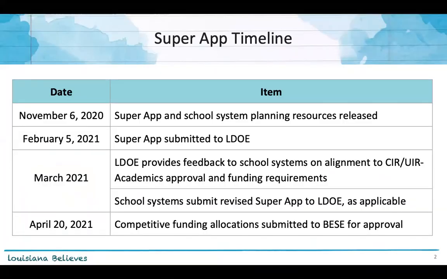The 2020-2021 Super App timeline starts in November with the release of the Super App and school system planning resources. School systems should complete and submit the Super App by February 5th. In March, agency teams will provide feedback and school systems will submit revisions as needed. On April 20th, competitive allocations will be submitted to BESI for approval.